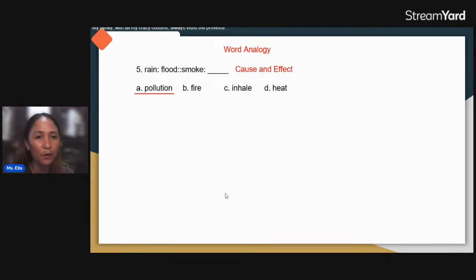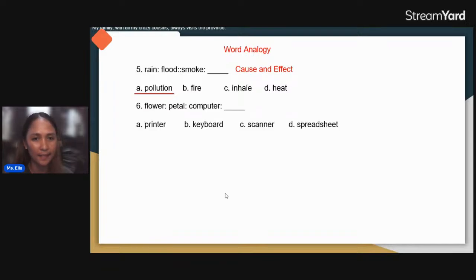I mean, smoke is not the cause of fire, right? Though there's smoke, it's not that there's fire there. So it's about pollution because smoke is more on the pollution. Okay, so it's cause and effect. So rain causes flood, smoke causes pollution.